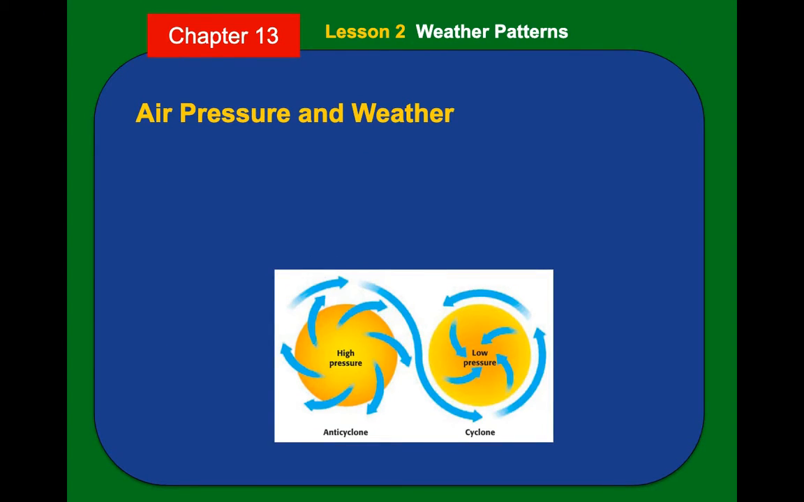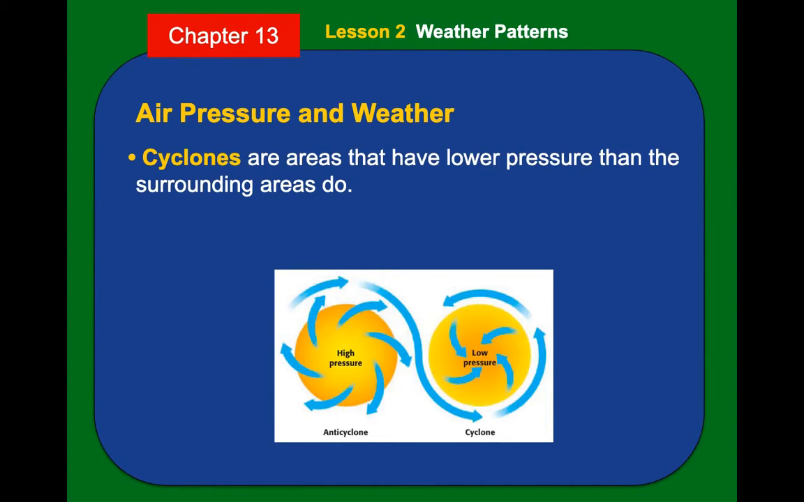So let's get started talking about that first subject, and that's going to be high and low pressure systems. A cyclone is an area that has a lower pressure than the surrounding areas do. So down at the bottom of the screen, you can see a cyclone depicted. So it's a low pressure system.